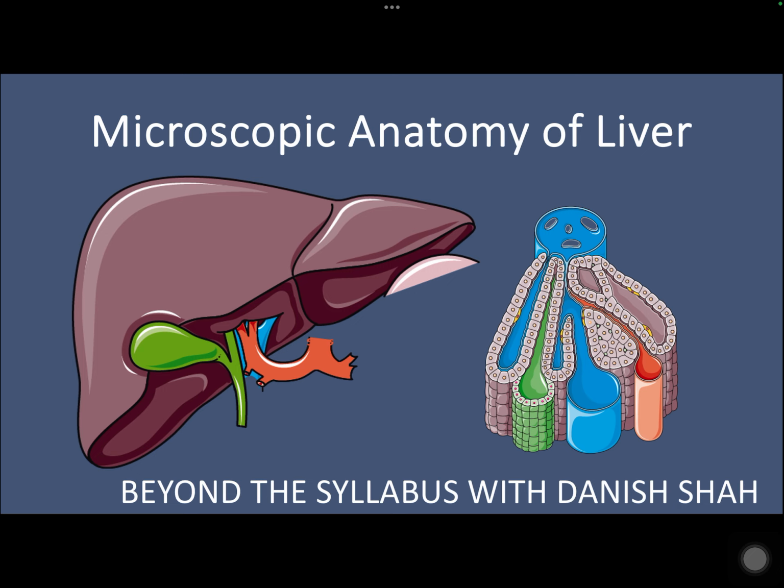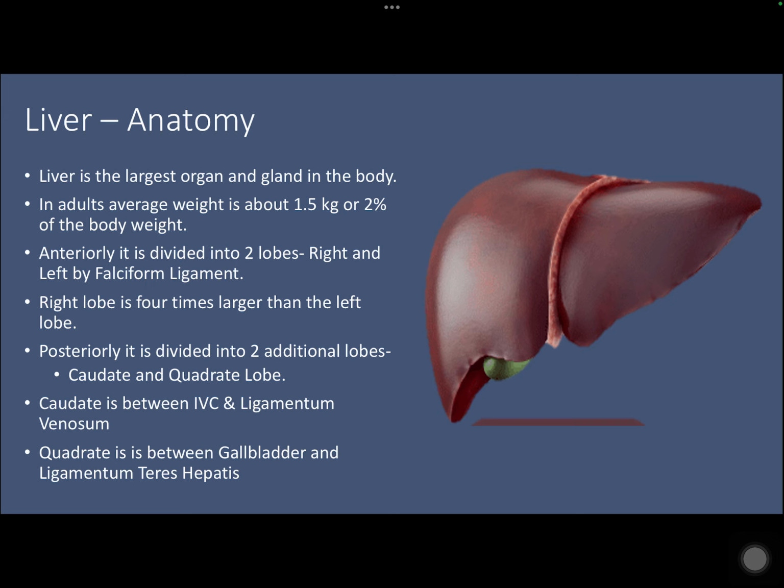This is my first video and today we are going to discuss the microscopic anatomy of the liver. So without further wasting time, let's get started. Before going into the depth of microscopic anatomy of the liver, first in brief we will discuss the gross anatomy of the liver. So the liver is the largest organ and gland in the body.